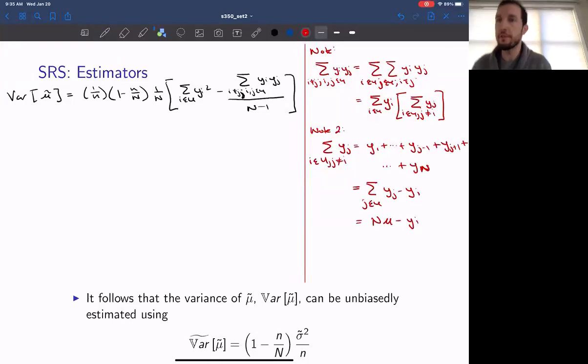Okay, so we're almost there. The last thing that we really have to do here is just simplify the second term in our covariance expression. So we've already found an expression for the sum across the product of yi yj over all i, j in the frame, such that i is not equal to j. So we can show that the sum across j in u, j not equal to i, is n mu minus yi.